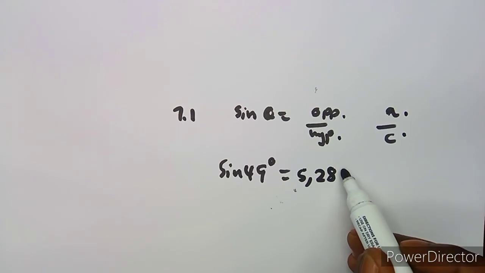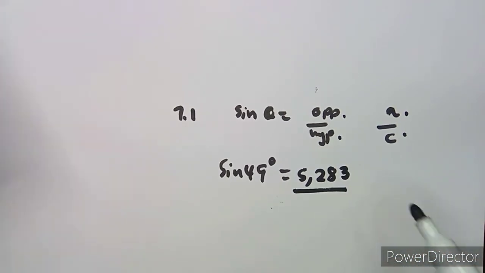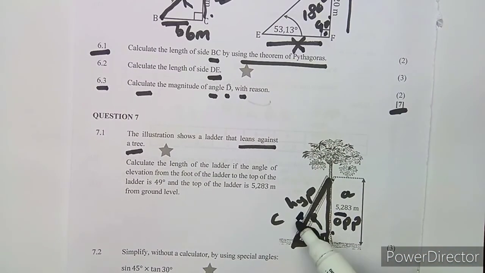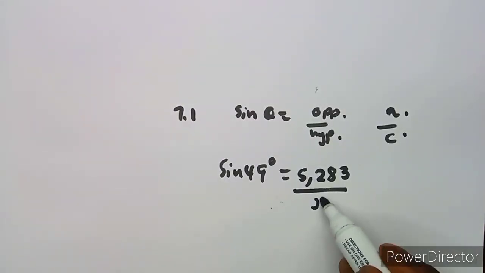5,283 meters over the hypotenuse, which is the one that we want to calculate, which is our C. So you're just going to put it as X. I don't know what is best for you there.